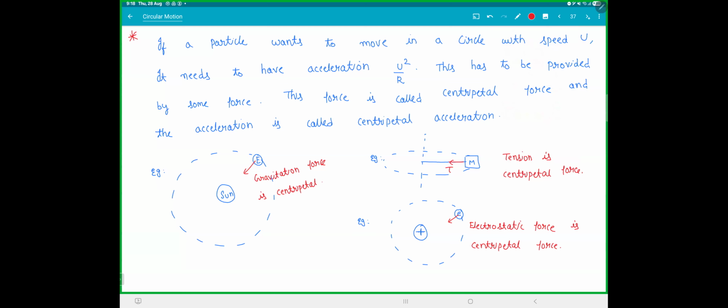Is this clear, everyone? So this statement is the most important thing. If you want to go in a circle with speed u, you need to have acceleration. And that acceleration will not come freely. Someone has to give it. That force, whichever provides this acceleration, is called centripetal force, and the acceleration is called centripetal acceleration. Clear with this?